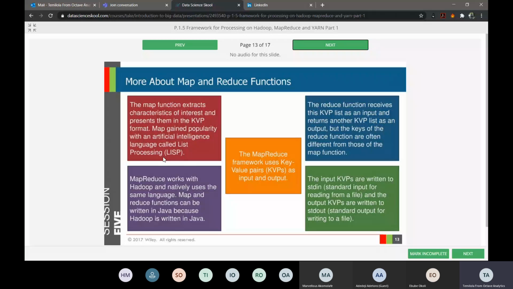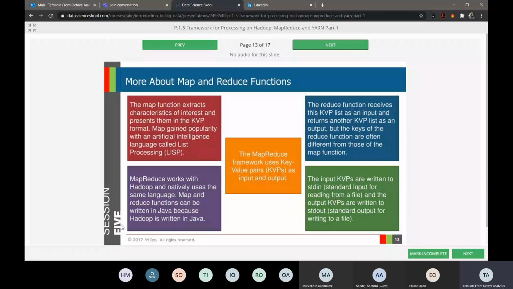In the world of AI, through a language called list processing. That was where the map function gained popularity from. Okay, so MapReduce works with Hadoop and natively uses the same language. MapReduce functions can be written in Java because Hadoop is written in Java, so you might want to take note of that. The MapReduce framework uses key value pairs as input and output.